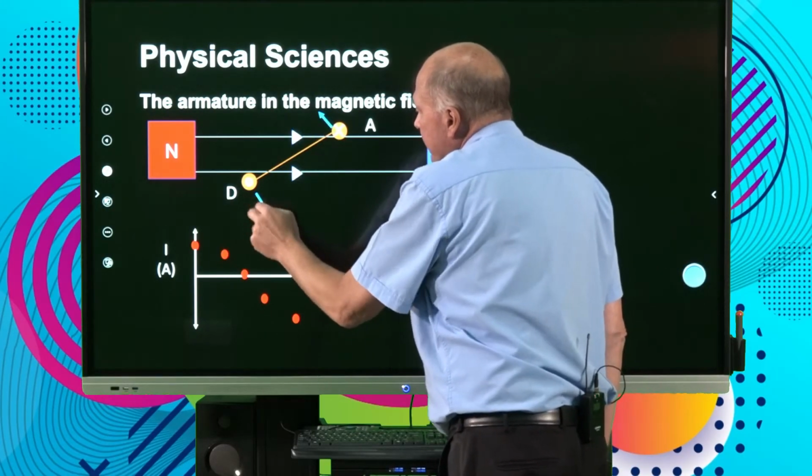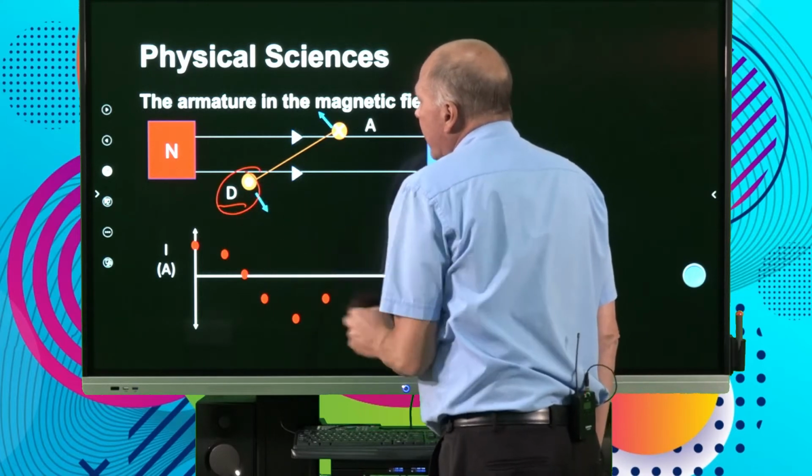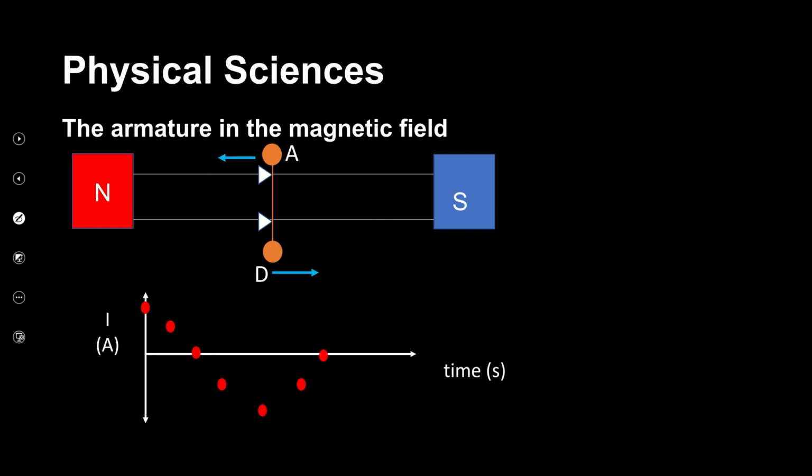So at this point, we've still got a negative current because at D the current is coming out. At A, the current is going in. We're heading back to that line, and we'll get it when it gets to the vertical position. Notice when it's in the vertical position, current is 0. Okay, so please take note of that very carefully.